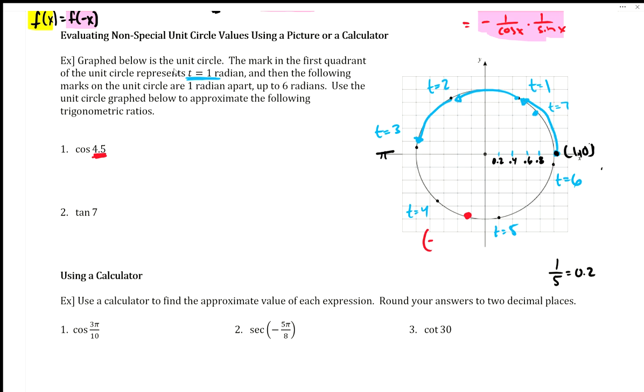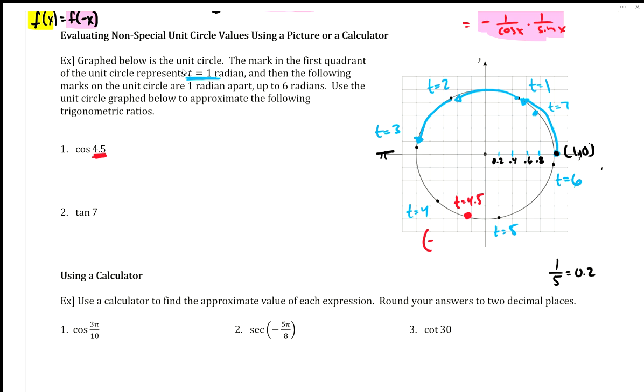Now that we've got our scale down, I can go back to this point that I've marked in red. This is t equals 4.5, but the terminal point looks like maybe negative 0.25.